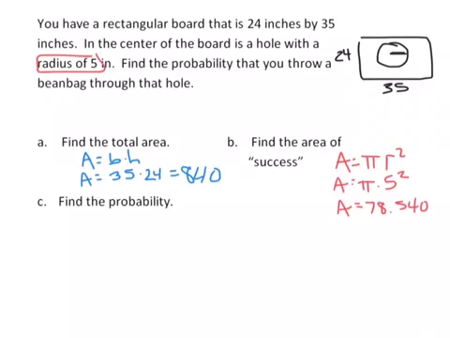So what's the probability of landing in the hole of that beanbag board? 78.540 out of 840. Again, that doesn't seem to tell us much, so it's probably best to convert this to a decimal to see what that's really saying. It is 0.093, so about 9.3% chance that you will get the beanbag through the hole.